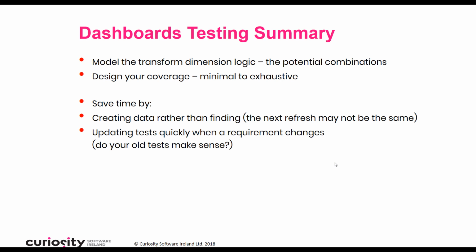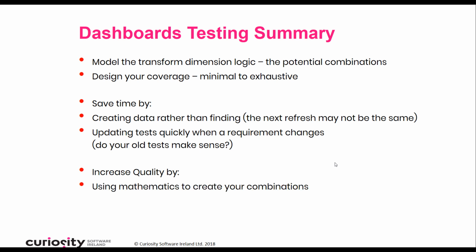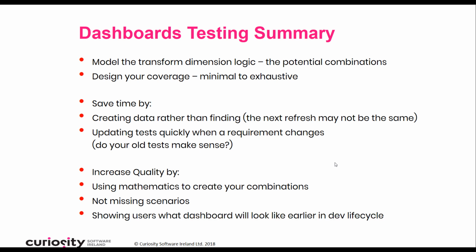Updating tests quickly when a requirement changes. If you change your requirement, you have to go back through all of your old tests to make sure they make sense, and that can be very time consuming. You can increase quality by using mathematics to create your combinations, not missing any scenarios. We actually had a scenario which caused us a problem in the demo we showed you. And then another is to show users earlier what dashboards would look like, as opposed to having to wait until you create the data entry systems or the APIs to load the data up. That can be very useful in a development lifecycle.